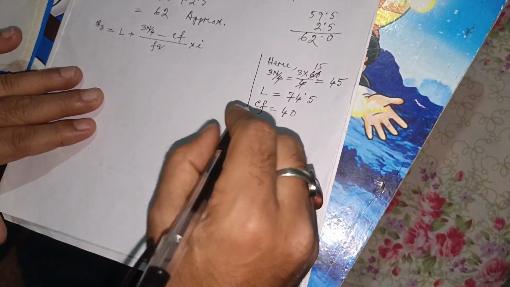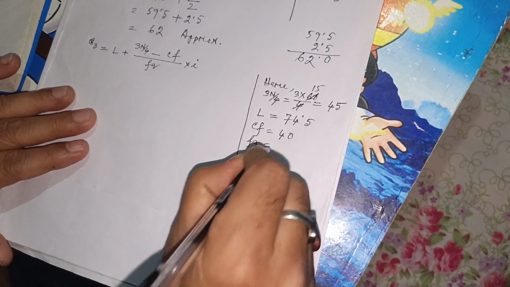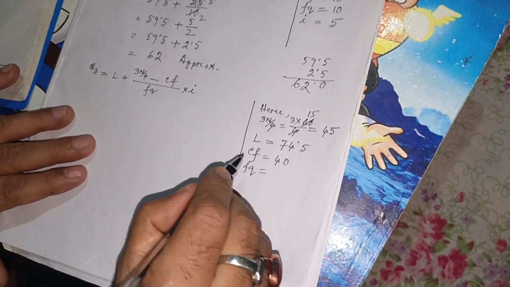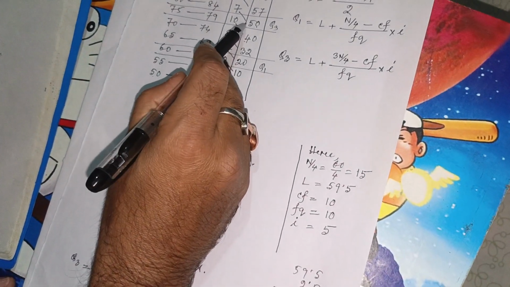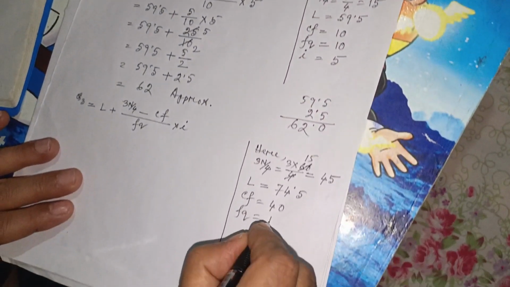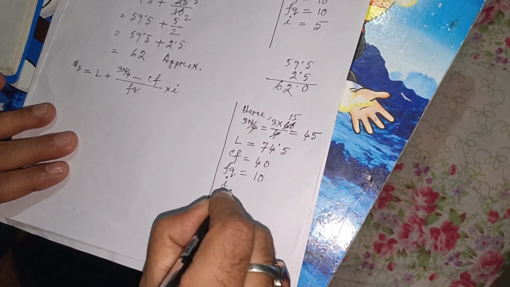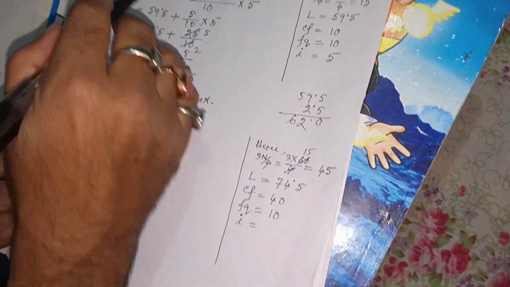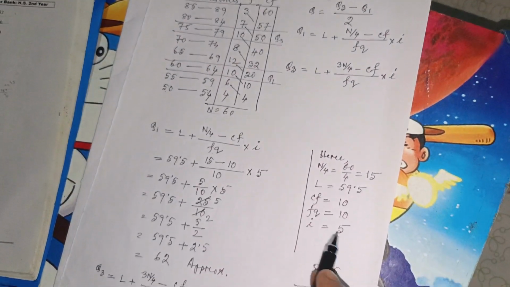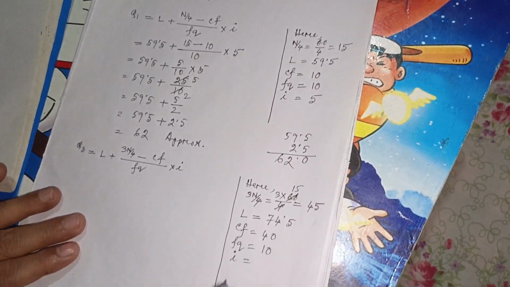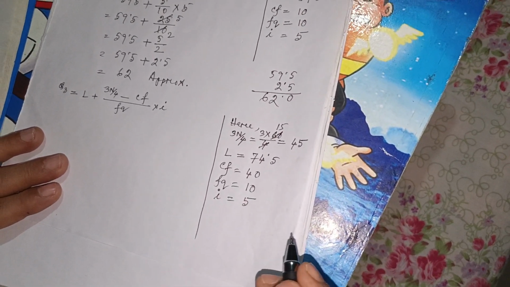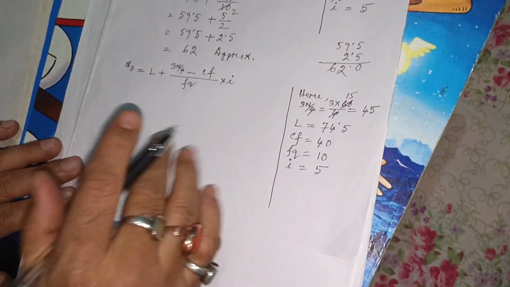Then you come to FQ, the frequency of the quartile series. That is again 10 here, and I means interval. The same interval is there. There also we took 5, so here also it is 5. Now we put the values in the formula.